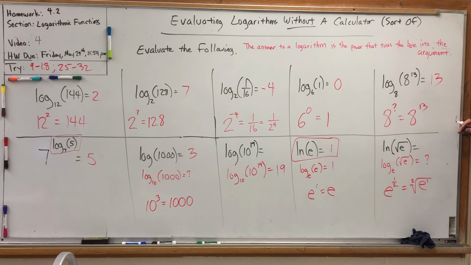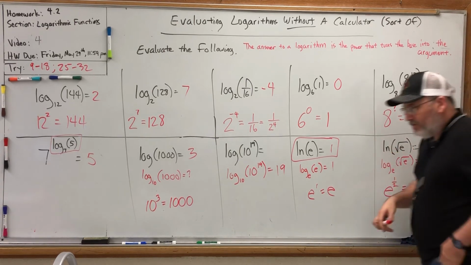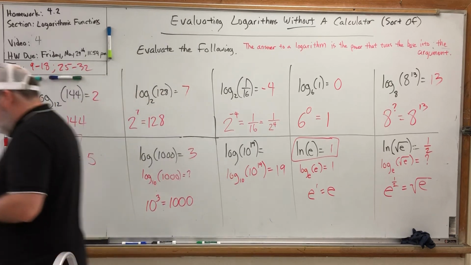According to exponent rules, e to the 1/2 power is the square root of e to the first. Don't really need the 2 when you have a square root, and don't really need the 1 when you have a power. So 1/2 is the power that turns e into the square root of e, so 1/2 is the answer to this logarithm. You could also type these two in a calculator if you can press the buttons correctly.